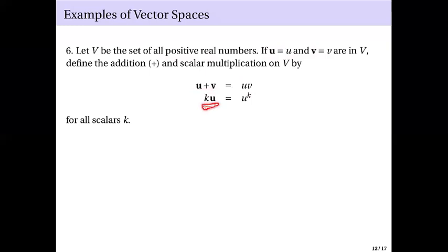The scalar multiplication is this. You have a scalar k, you multiply it to the object u. This is defined as: you get the real number u, and you raise it to the power k.